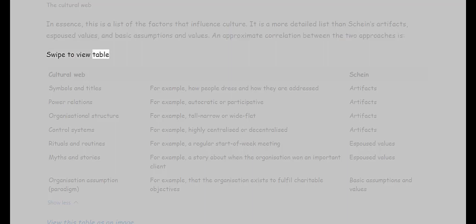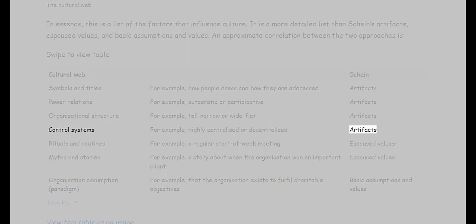Swipe to view table. Cultural web. Shine. Symbols and titles. For example, how people dress and how they are addressed. Artifacts. Power relations. For example, autocratic or participative. Artifacts. Organizational structure. For example, tall narrow or wide flat. Artifacts. Control systems. For example, highly centralized or decentralized.